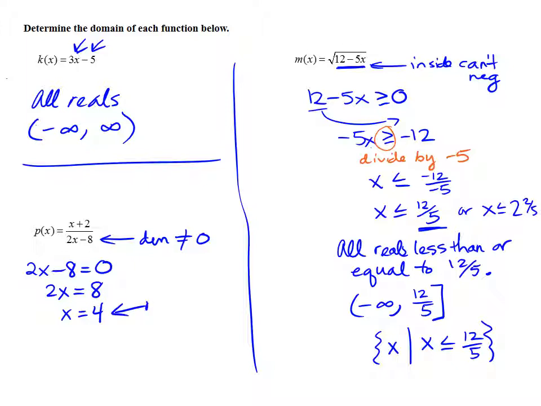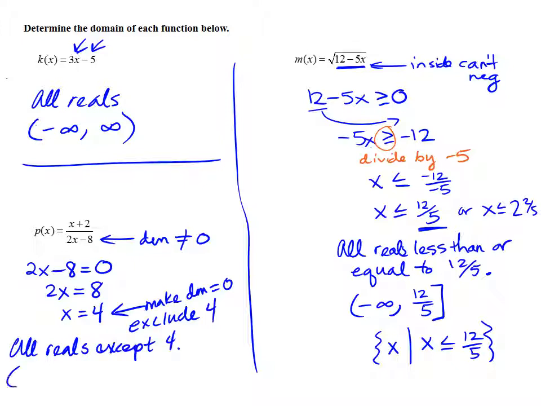X equals 4 makes the denominator 0, and we do not want the denominator 0, so we're going to exclude that value from the domain, exclude 4. So we're going to say all reals except 4 in our domain. Or in interval notation, we say from negative infinity to 4, pop the 4 out, and then union the other side. Or we could say the set of all x values such that x is not equal to 4. So we exclude the 4 by saying what cannot be in the domain. So 3 ways of showing the sets of these domains.